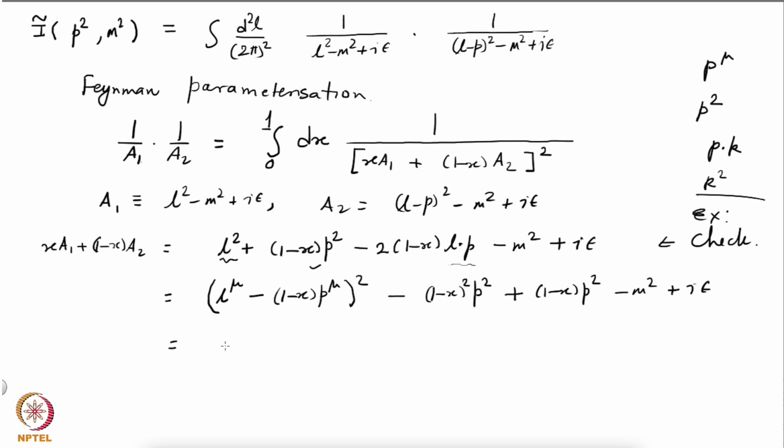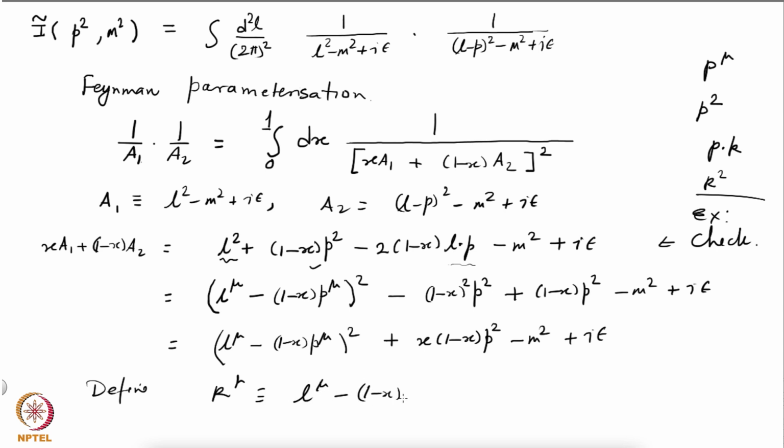Which is the same as plus x times 1 minus x p square minus m square plus i epsilon. Okay, so this is what now sits in the denominator. Okay, so what I will do now is define k mu to be l mu minus 1 minus x p mu. Okay, so what do we have then? We have d2k is equal to d2l. So I will now express I tilde in terms of the variable k mu rather than l mu.